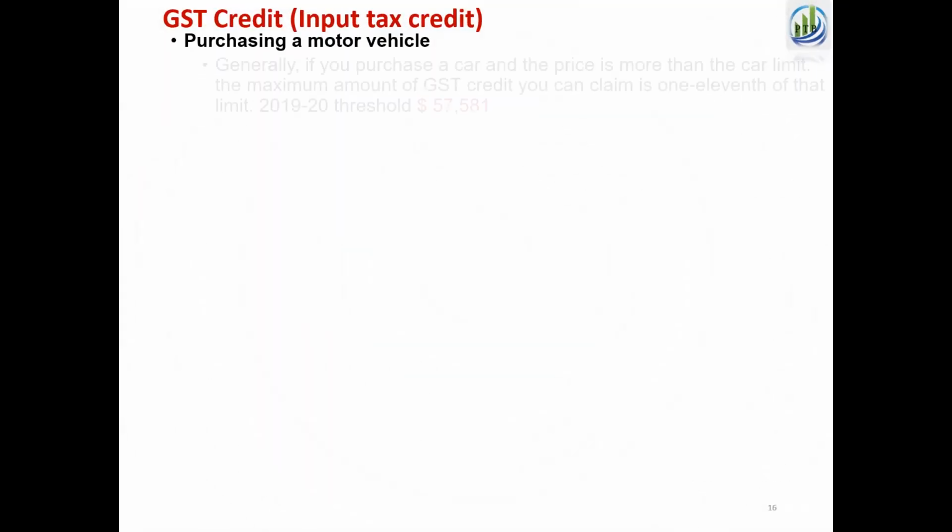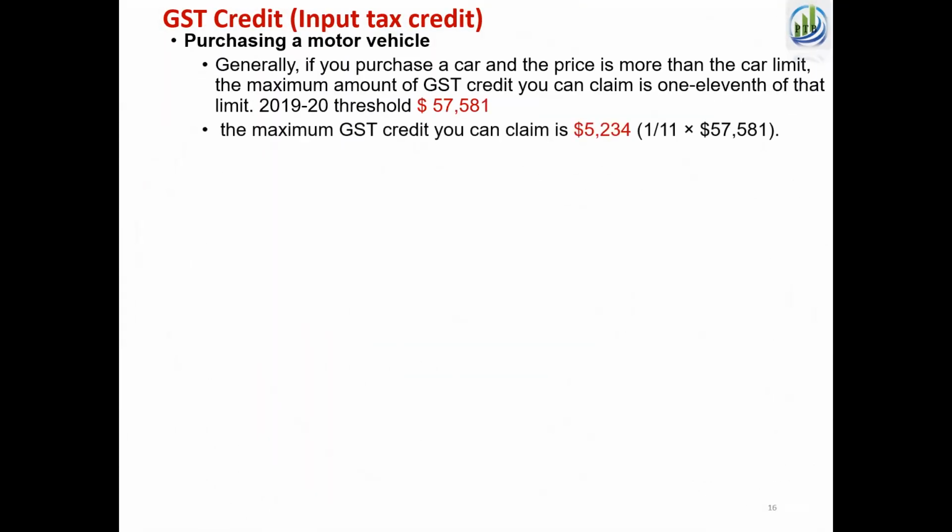purchasing a motor vehicle. The motor vehicle claim will be restricted. How much maximum can you claim? So the maximum amount you can claim will be restricted. For 2019-20, the maximum amount you can claim is $5,234 for motor vehicles.